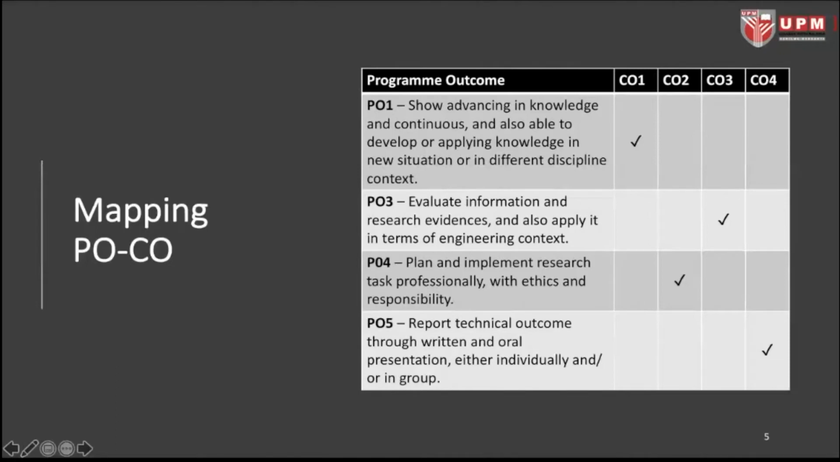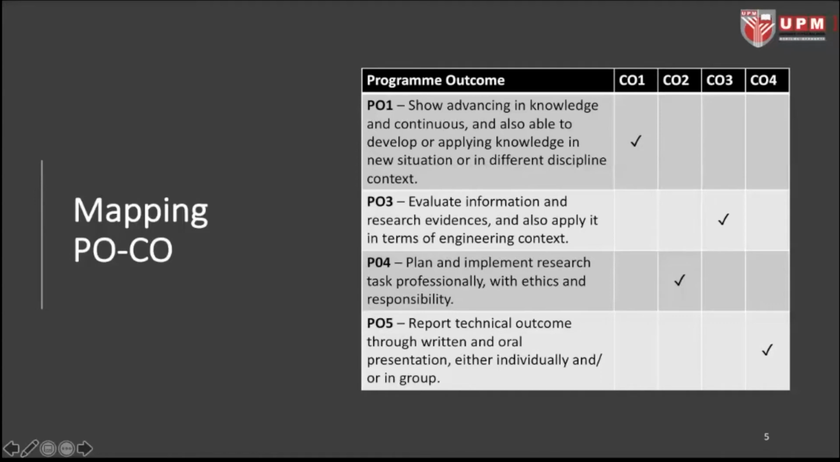Program outcome number 1 basically states that the student should be able to show advancing knowledge and also be able to develop or apply knowledge in new situations or in different discipline contexts. So you do not have to worry about program outcome number 1. You just have to try to achieve course outcome number one, and whenever you achieve it, you are already achieving program outcome number one. Meanwhile, program outcome number three is that you are able to evaluate information and research evidence and apply it in an engineering context, which we map against course outcome number three.